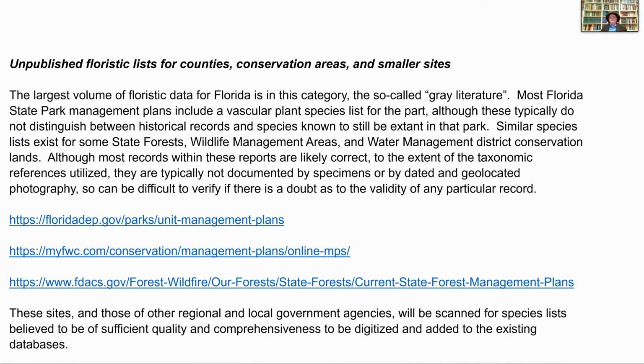And then there are also many of these unpublished lists. Most management plans for state parks and state wildlife management areas have a plant species list included. Some state forests do have one also included, and some do not. But these are also being computerized and scanned in order to include in the floristic data for the project.